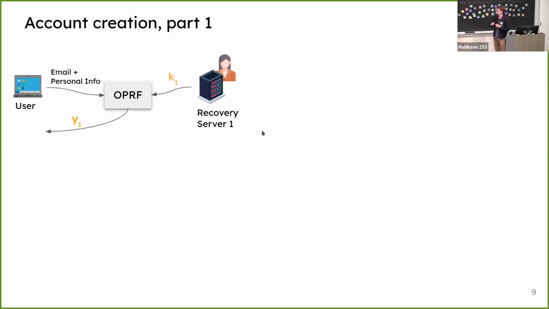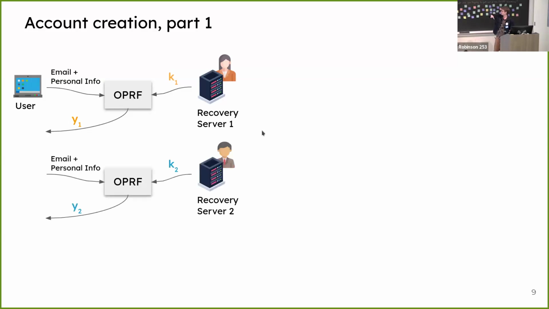And they're going to send as their input their email address and also some personal information string, which in practice means their phone number. So they do this, the user gets back some pseudo-random value, y sub 1, and the server learns nothing from this. The user is going to repeat this with all the other servers in the Callisto coalition. And by doing this, they get different pseudorandom values.